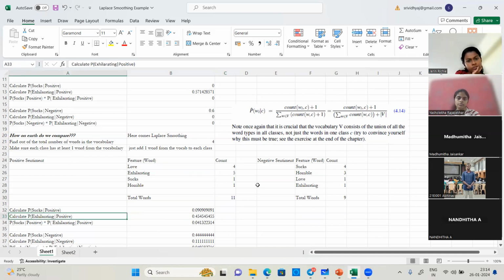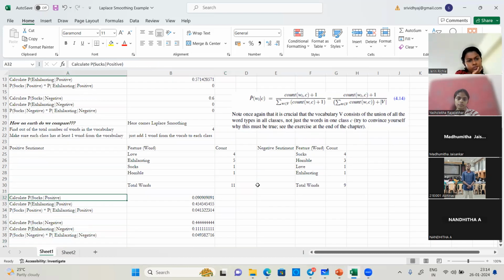Now you can comfortably calculate probability of sucks given positive and probability of exhilarating given positive, and then compute this product. Likewise, you can calculate probability of sucks given negative, probability of exhilarating given negative, and compute this product, and then you can figure out which one is greater. And then say, look, this particular document will be assigned to such and such class. That's the whole deal, folks.